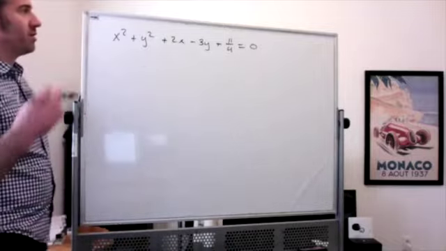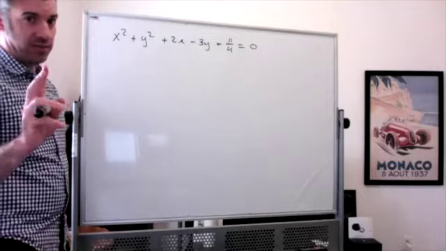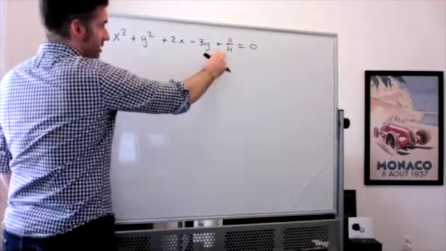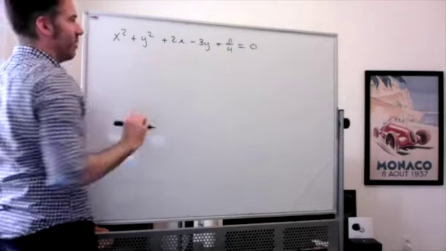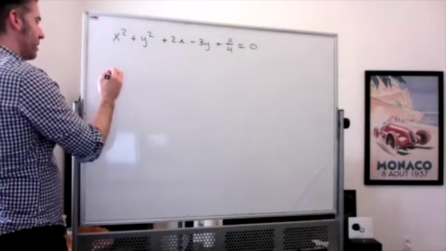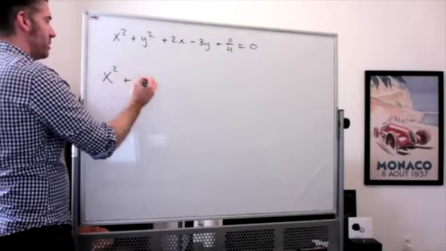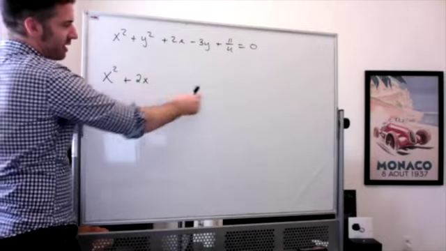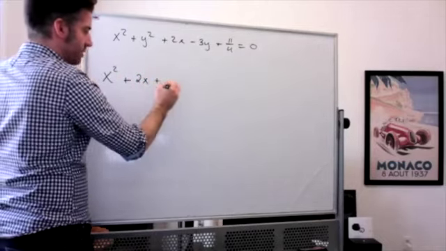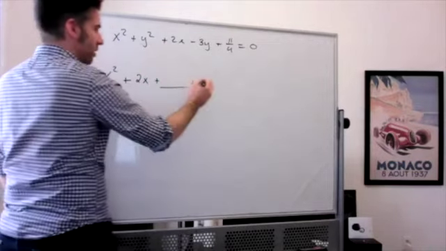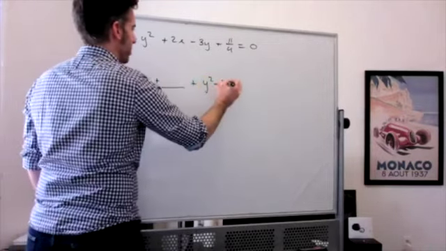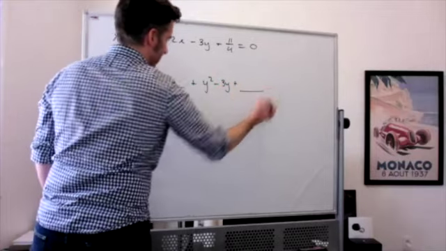So here's the way we do this. There's two things I'm going to do in this first step. I'm going to bring any constant over to the other side, and I'm going to group the x's and the y's together. So I'm going to write this as x squared plus 2x. I'm actually going to leave myself a little space to add something else on. And then I'm going to also do the same thing for the y's. I'm going to do y squared minus 3y. And again, I'm going to leave myself a little space to add something on.